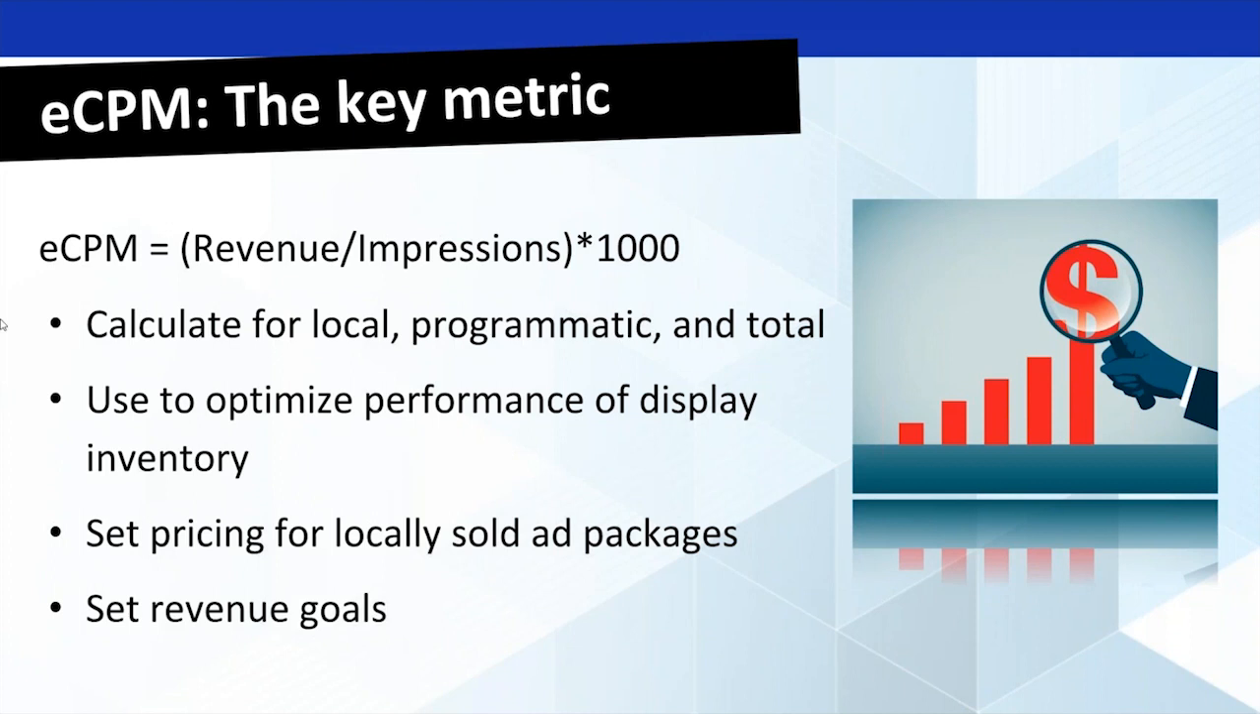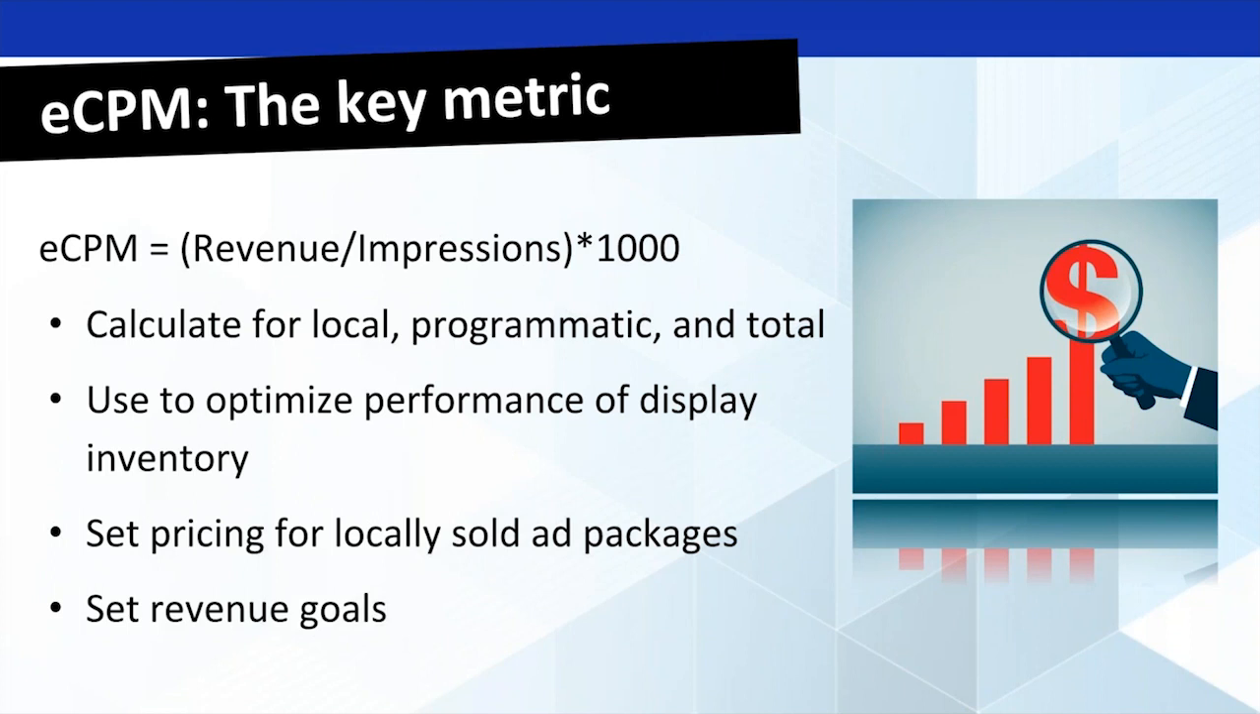So I recommend calculating this for 3 buckets. First, your local sales, your programmatic sales, and if you're part of the IQ programmatic program, again, that comes on your mid-month and end-of-month reports. That's calculated for you. And then a total for all of your impressions. Remember to include your unfilled ad impressions when you calculate this.